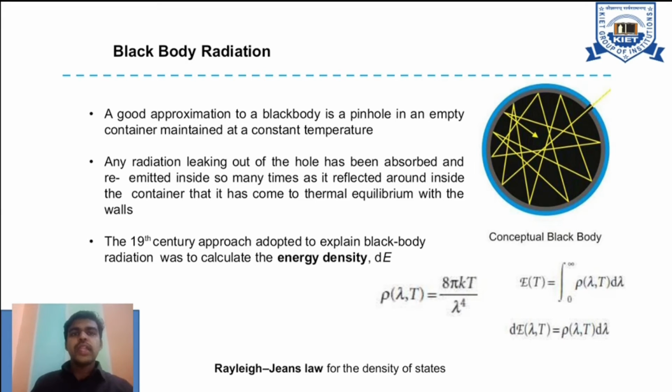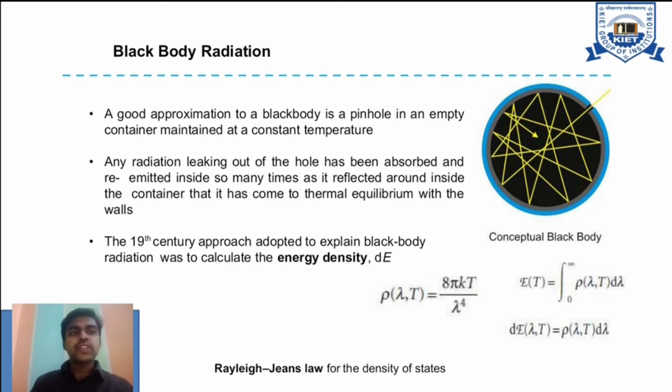Look at the next point. Any radiation leaking out of the hole has been absorbed and re-emitted inside. Whenever it is reflected back around or inside the container, it has to come to thermal equilibrium. So what is happening here? Radiation leaks out of the hole, absorption is happening, emission is happening, but the black body radiation is forming a thermal equilibrium inside the walls. That's what the yellow arrow mark indicates inside the black body radiation.